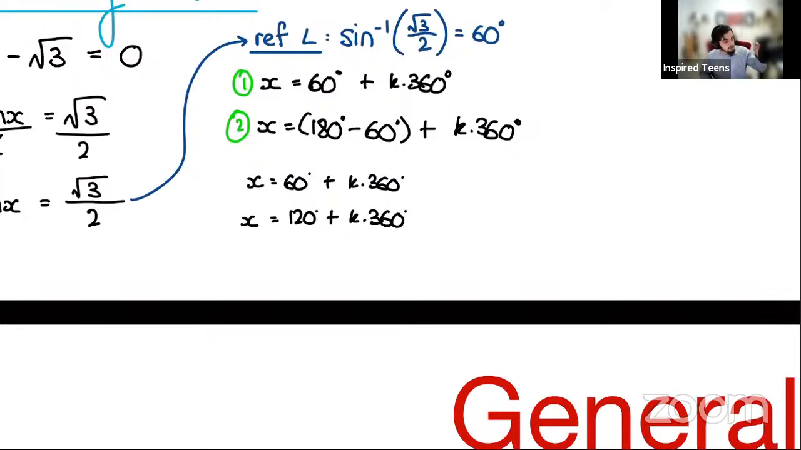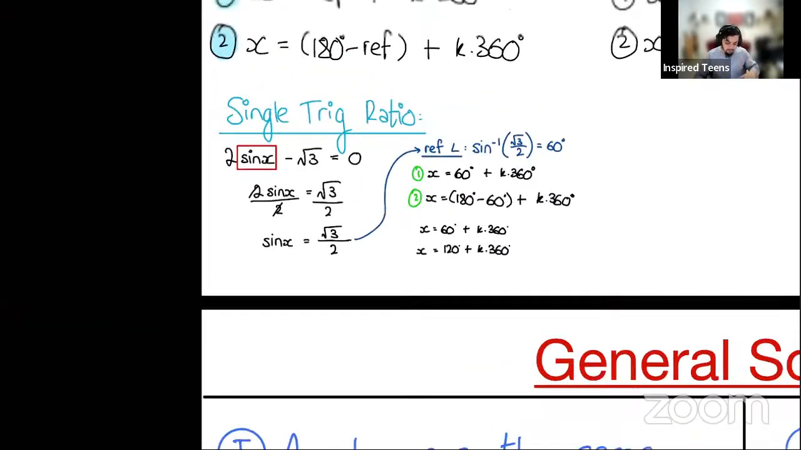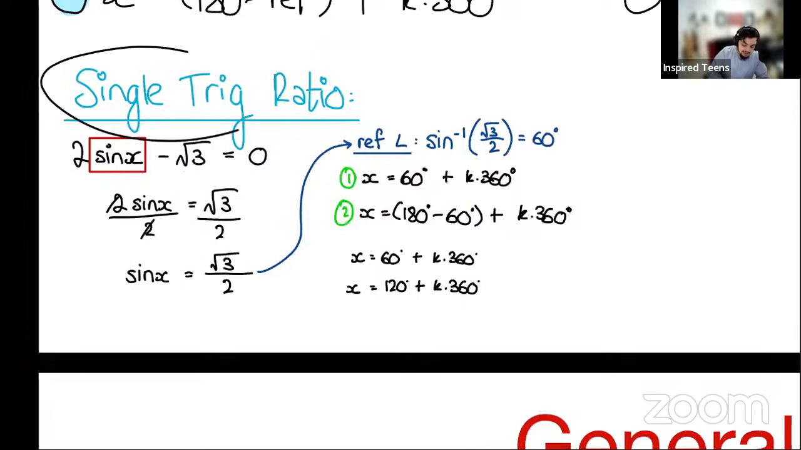Okay, so that's a very basic example with a single trig ratio. Single meaning just one, it's just sine x. When we do double, you'll see we'll have something like sine x plus cos x, for example. So just a single trigonometric ratio. How do we solve for its general solution?